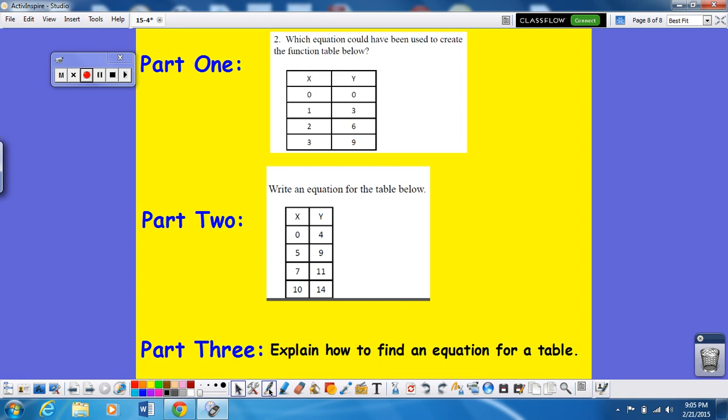All right, here's what I'd like you to do tonight on your notes page. Part 1, Part 2, and Part 3. Part 1, you're coming up with an equation for this function table that works for every xy pair. Part 2, same thing, come up with an equation. Remember, an equation has an equal sign, and it has to have an x and a y in it both. And then Part 3, explain to me how you did this. How do you find an equation for a table? Walk me through the steps to do that in your words.